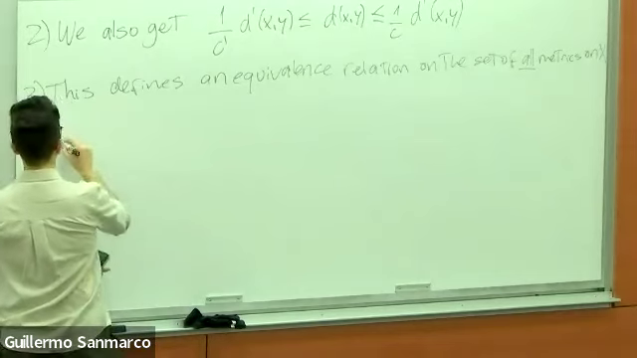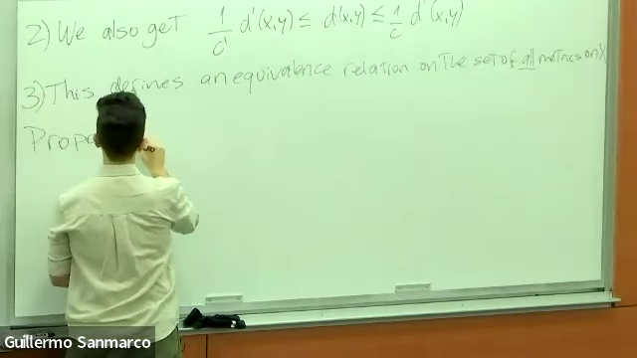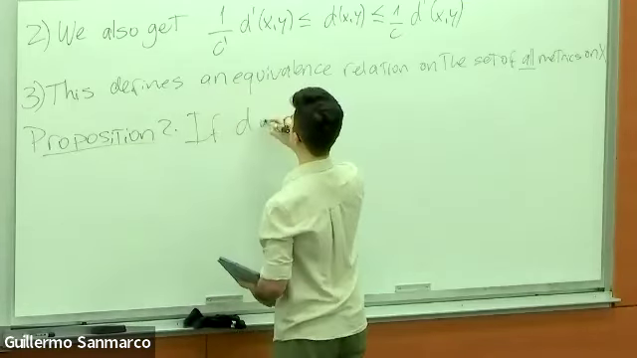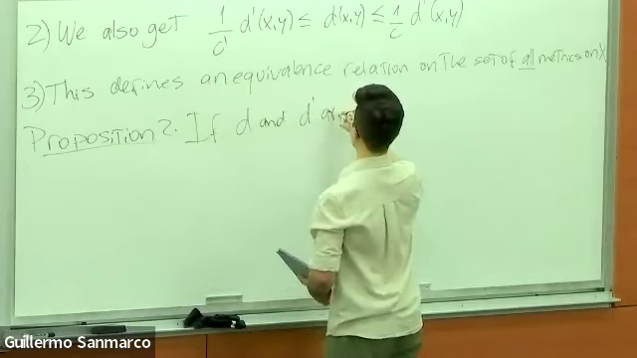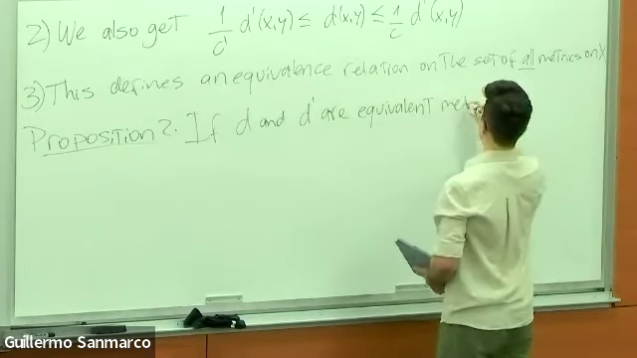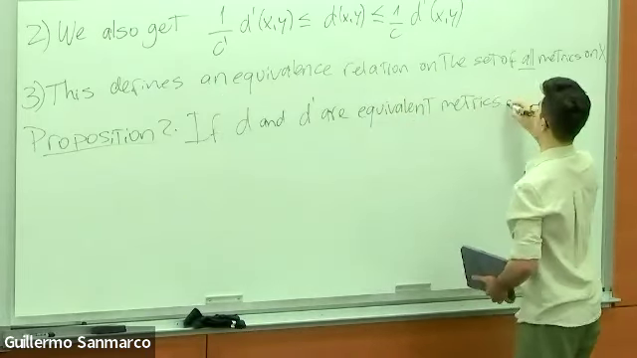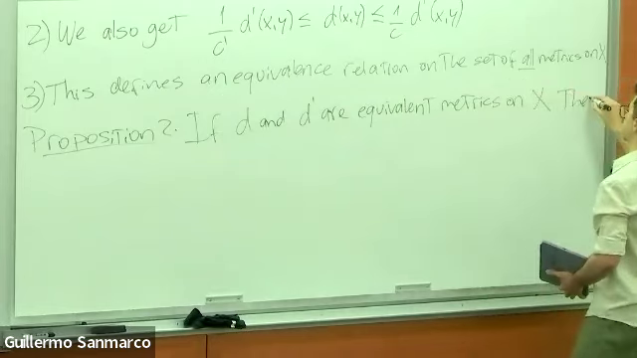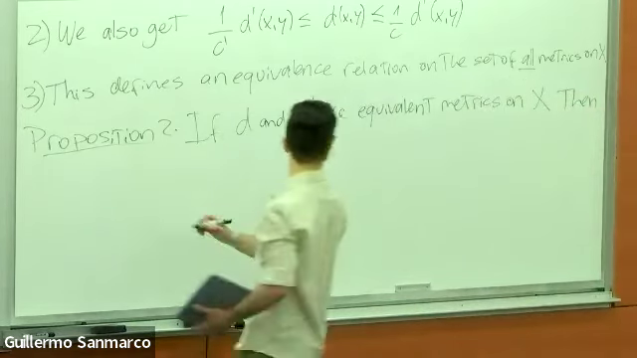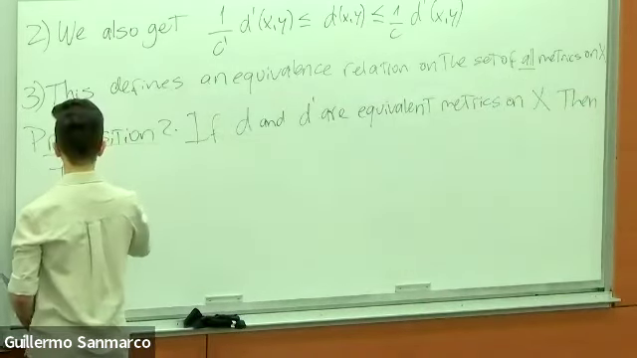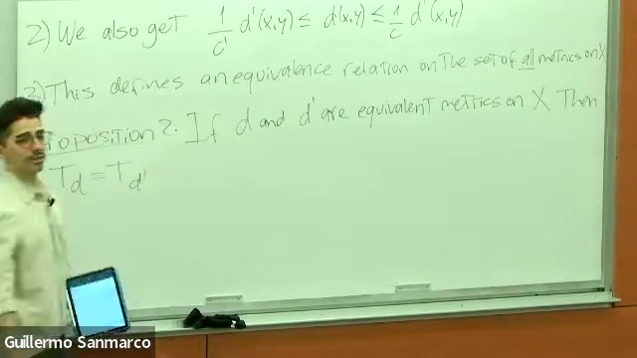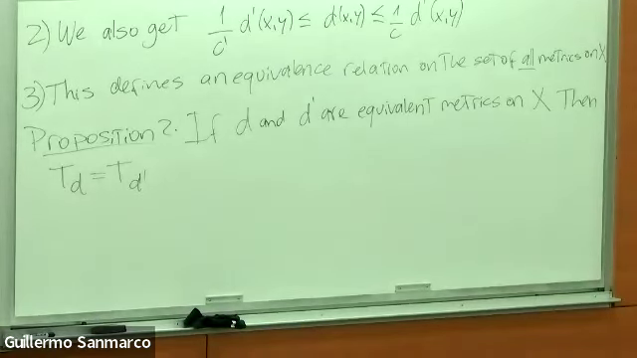So why do we care about this notion? Proposition 2 for today. If D and D prime are equivalent metrics on the same set, of course, what do you think the theorem is? Right, they induce the same topology. Then T_D is T_D prime. That's what I'm saying: equivalent metrics induce the same topology.